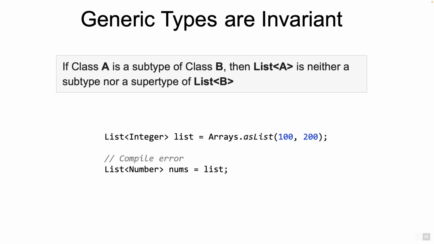Generic types, on the other hand, are invariant. Now this sounds equally bizarre. Here's what it actually means. If class A is a subtype of class B, then List<A> type is neither a subtype nor a supertype of List<B> type. In other words, one cannot be assigned to another. Here's an example. In this example, it is trying to assign a List<Integer> to a List<Number>. Of course, this fails with a compile error because even though class Integer extends from class Number, the List<Integer> type does not extend from List<Number> type.